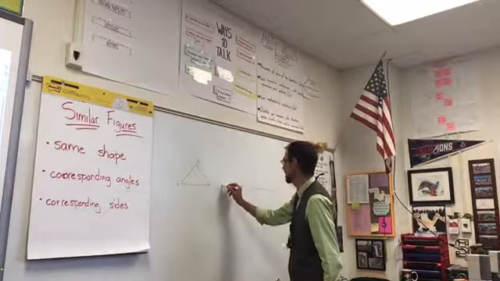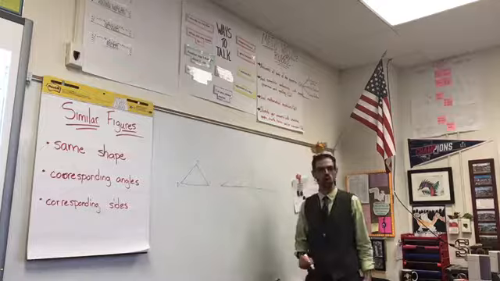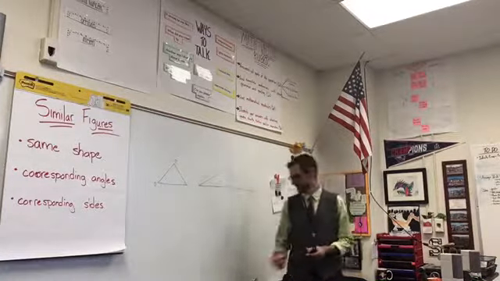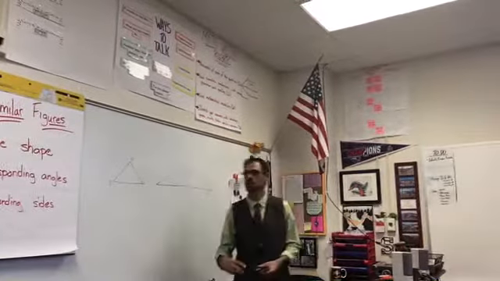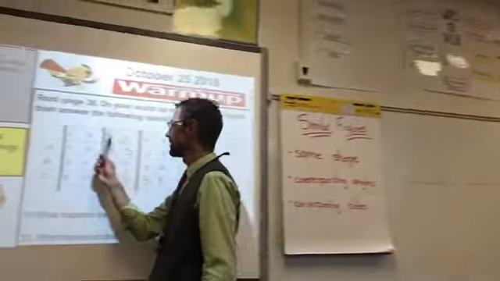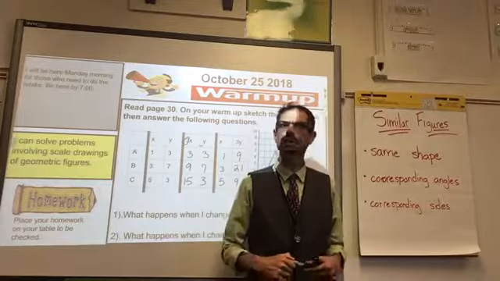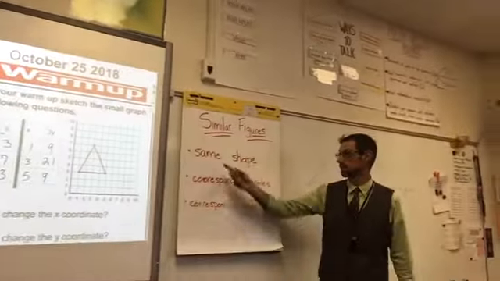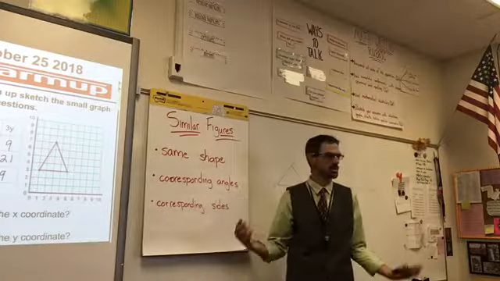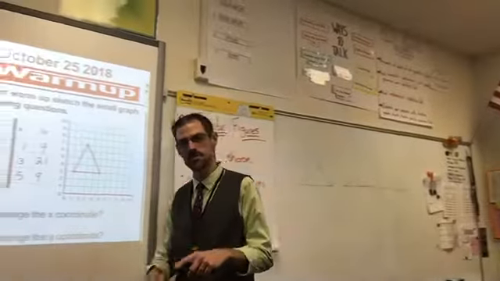But now we have a very short, but very wide triangle, right? All because of this scale factor here on the x, which then blew it out this way. So my next question is, now that you guys know what similar figures are: same shape, corresponding angles, corresponding sides. Is that a similar figure? Talk to your partner.